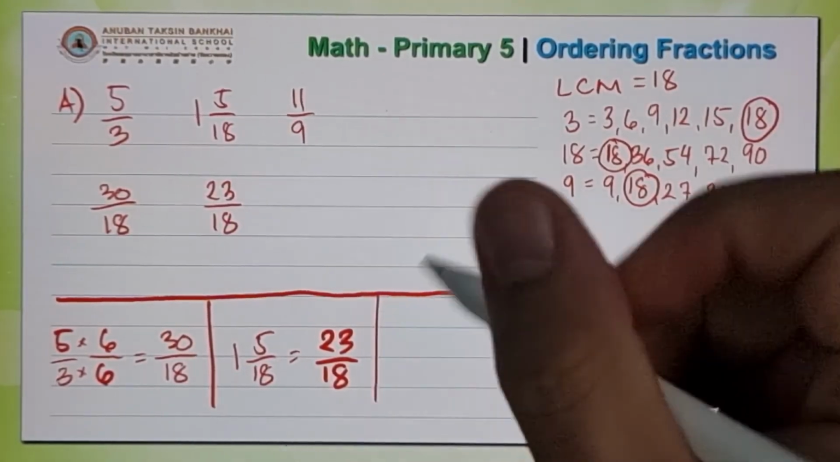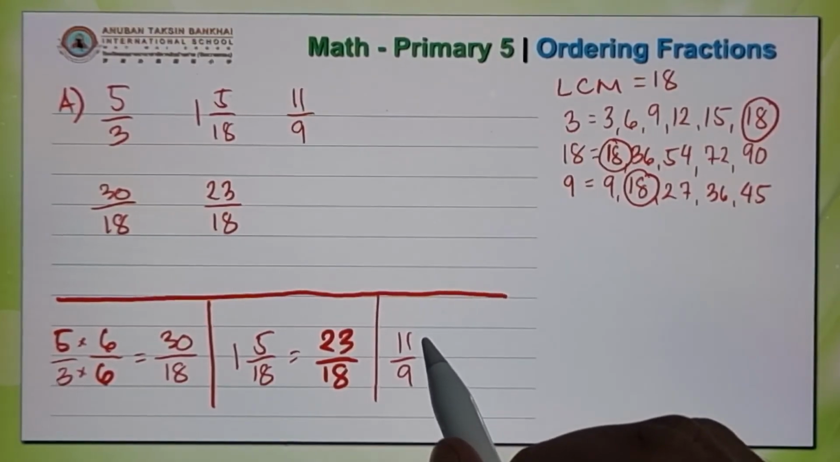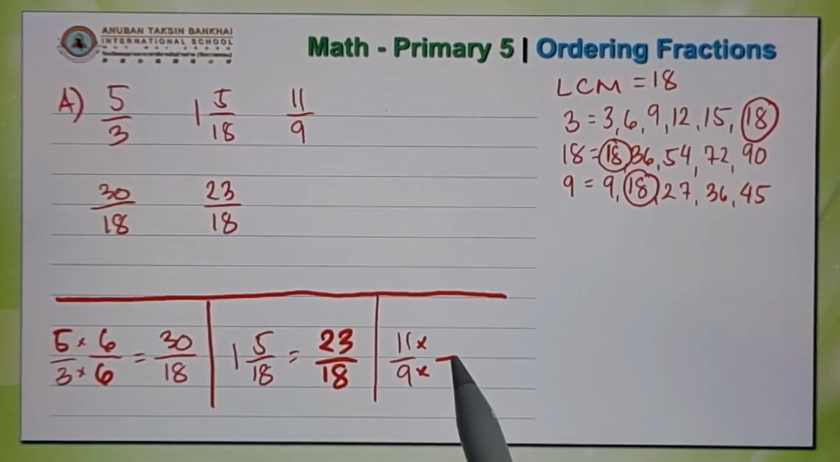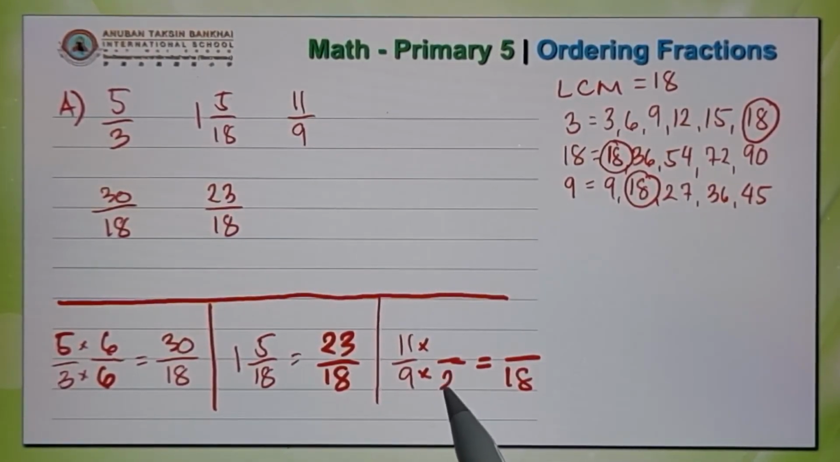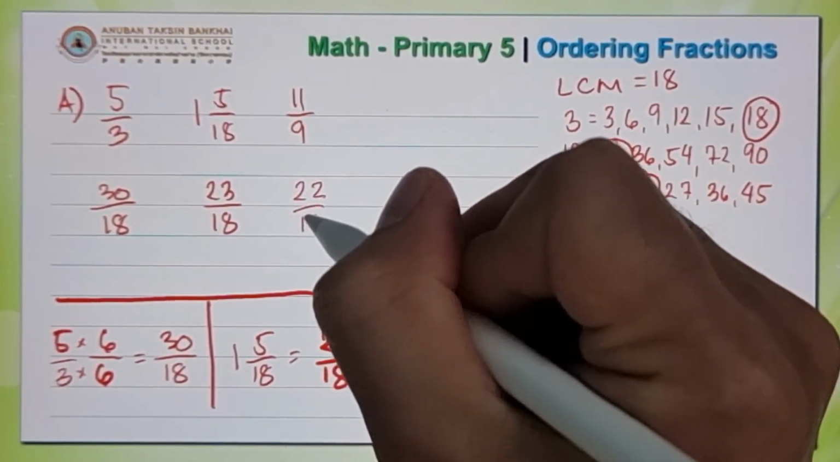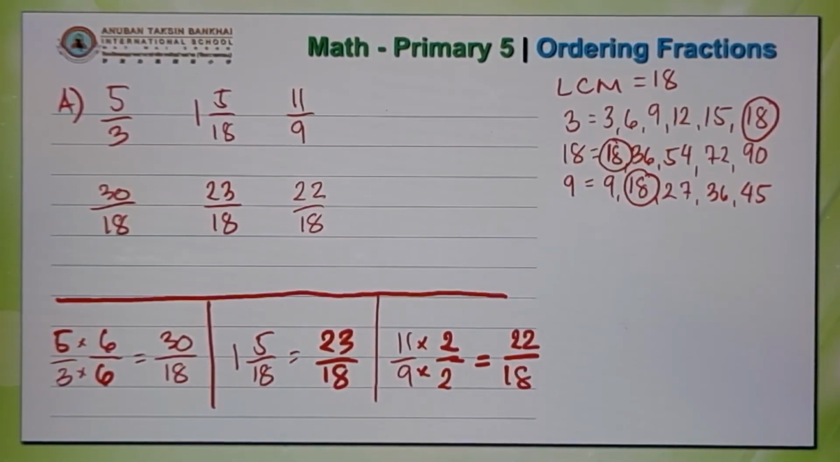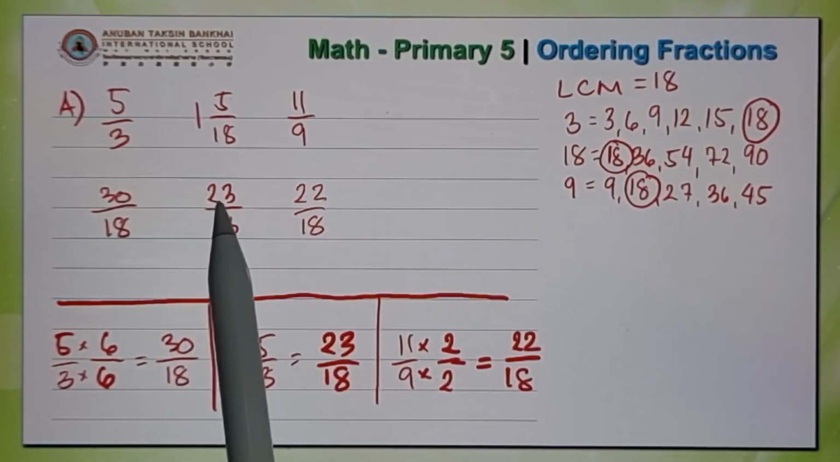Okay? Next, let's have 11 over 9. So we change 9. We multiply by what number to make it 18? So of course, 9 times 2 is 18. So 11 times 2, we have 22 over 18. So this is 22 over 18. So since our fractions have the same denominators, we can now evaluate our numerators.